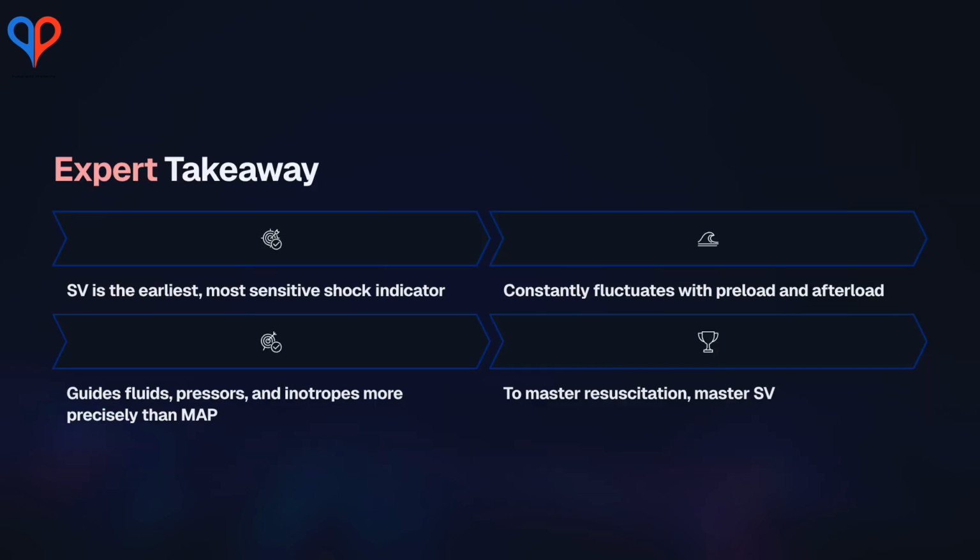Stroke volume is the earliest and most sensitive hemodynamic marker of shock. It moves with every change in preload, afterload, and intrathoracic pressure, guiding fluids, pressors, and inotropes more accurately than MAP ever could. Mastering stroke volume is foundational to mastering resuscitation, the difference between reacting to instability and anticipating it.